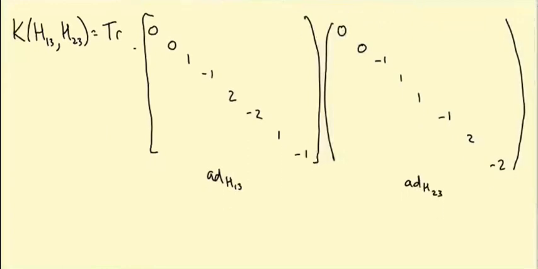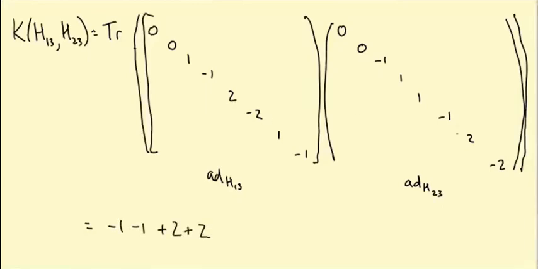Okay, so let's multiply these guys together and take the trace. So multiplying, they're both diagonal, I can just multiply the diagonal elements. I'm going to get 0, 0, minus 1, minus 1, 2, 2, 2, 2. So that's 2 plus 2 plus 2 plus 2 minus 1 minus 1. That gives me 6.